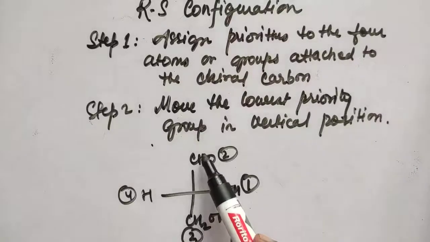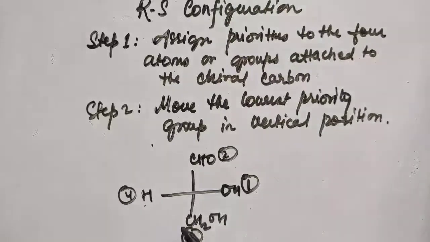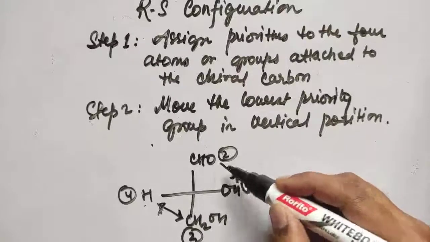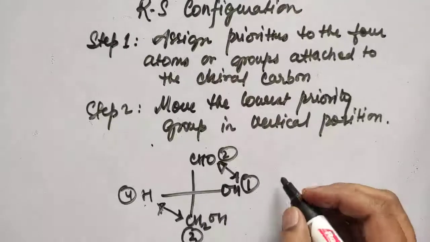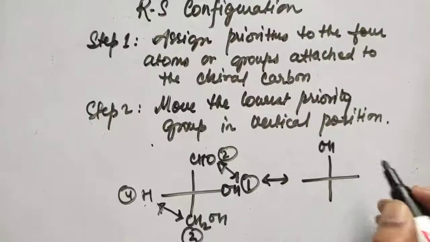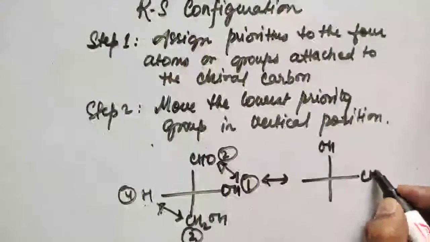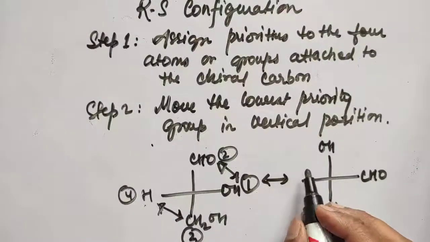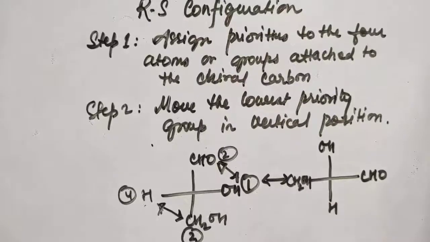You can move hydrogen to this place, or you can move hydrogen to this place also. So I am moving hydrogen downside. So I am interchanging this hydrogen with CH2OH. Since I am interchanging this, I have to interchange these groups also. So by making 2 interchanges, now we have OH, CHO, then hydrogen, and then here CH2OH. Now my lowest priority group is downside.